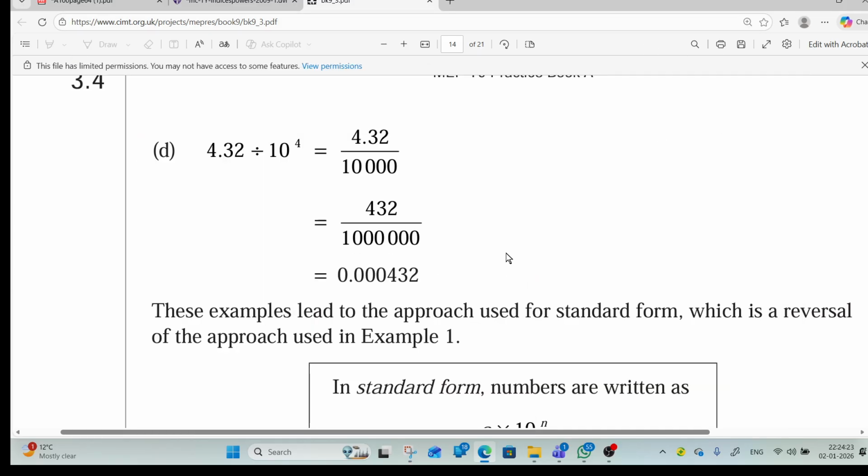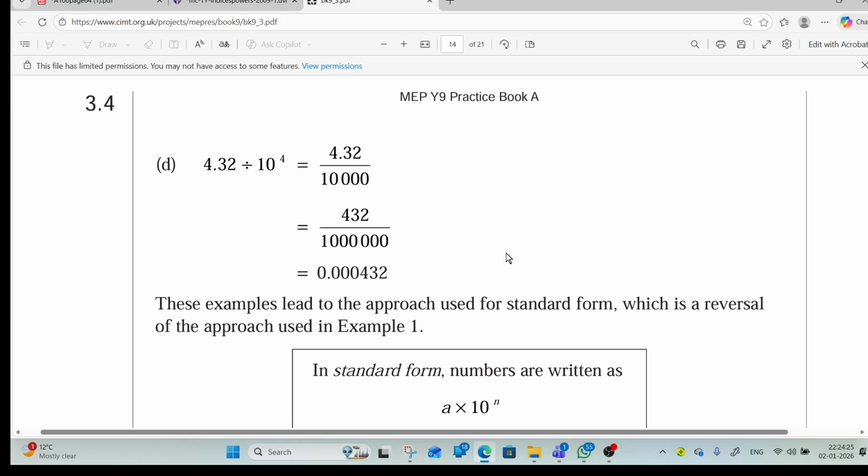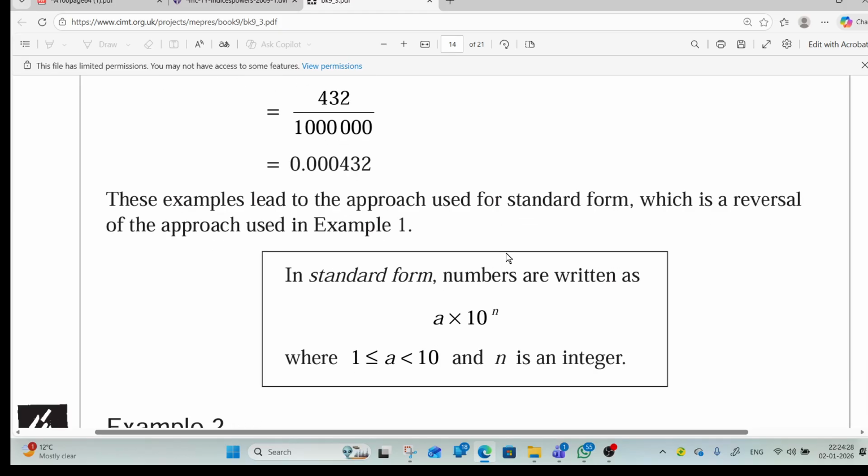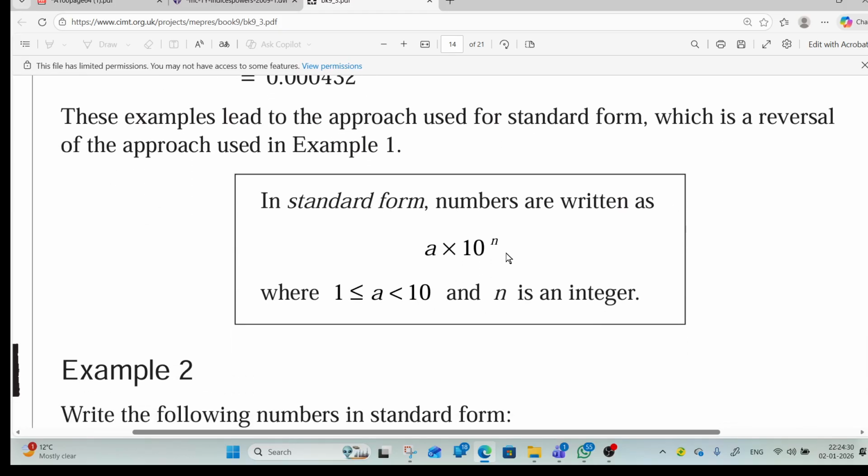These examples lead to the approach which is used for standard form. Basically, in standard form, a number can be written as a times 10 to the power n, where n is any integer. And a should be a number between 1 and 10. This number should not be less than 1, but it should be less than 10. So this is how we write in standard form.